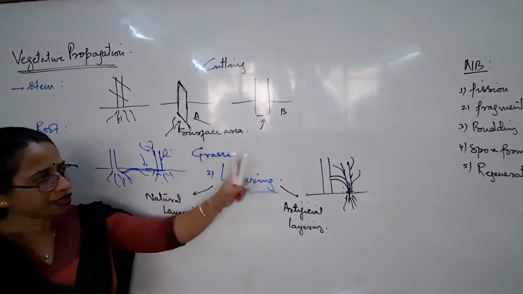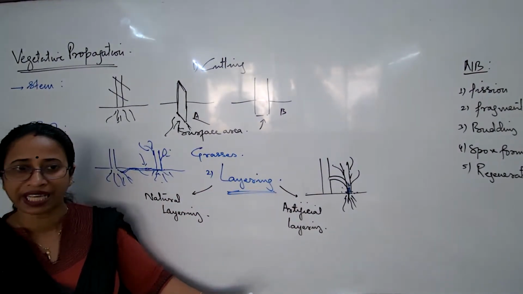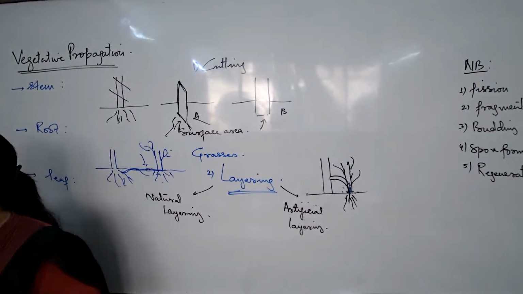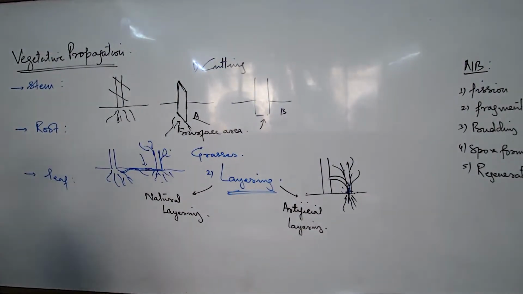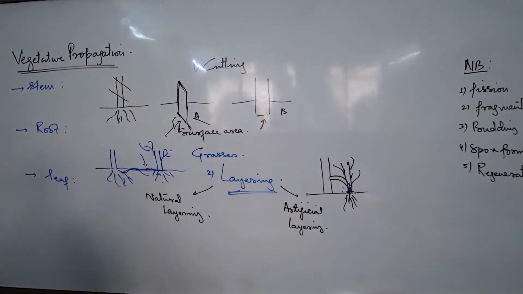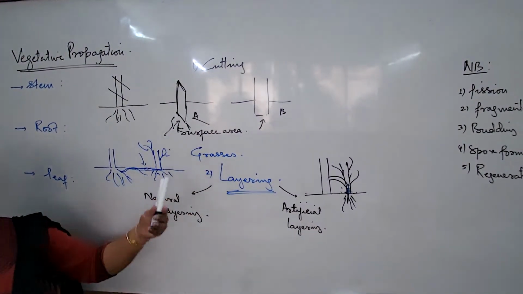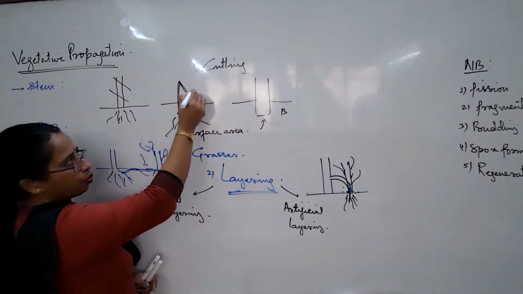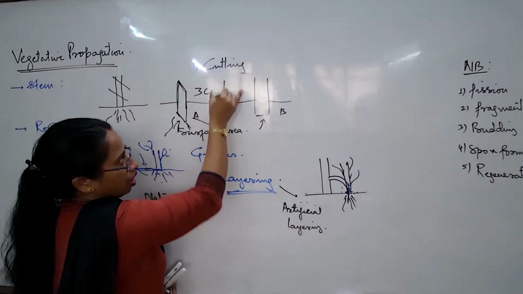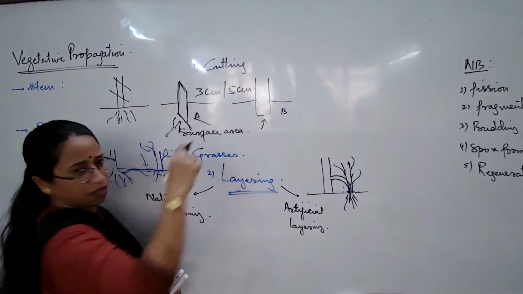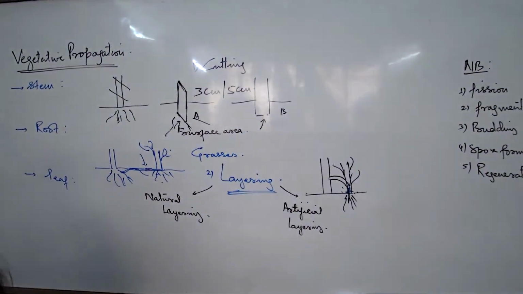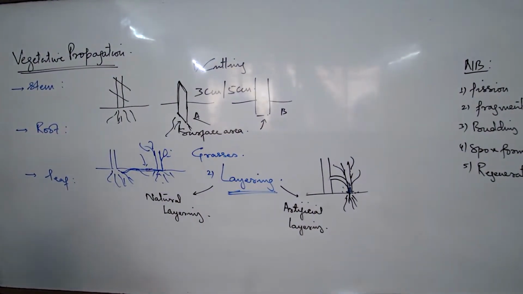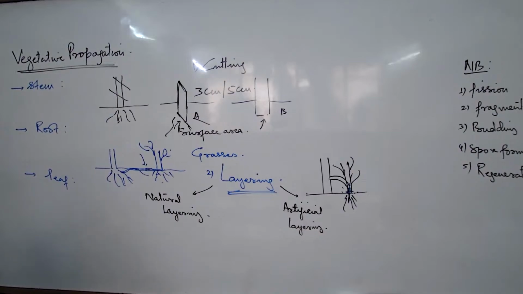What is common between these two methods? Now that I talk about layering and cutting, what is common between these two methods? Something that is common is that a large number of plants can be obtained in a short period of time. I talk about these cuttings. From one plant we can take almost 3 to 5 centimeter stem cuttings, and easily get 20-25 stem cuttings from one plant, or even more than that.